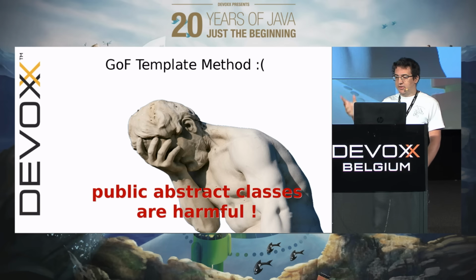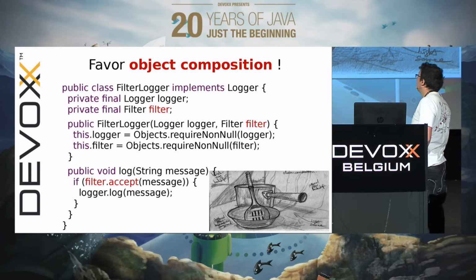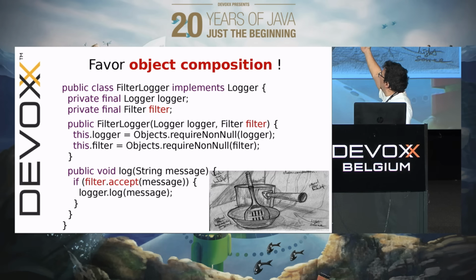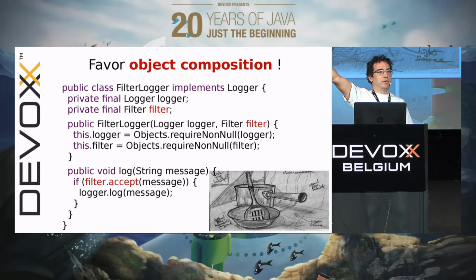How to implement this? It's really easy. You should use composition, which means you should take a logger and a filter as parameters, so you have only one class, which is a filter logger. And because you take a filter as parameter, you can decouple your filter logger and the way you want to filter things, which are two different responsibilities.